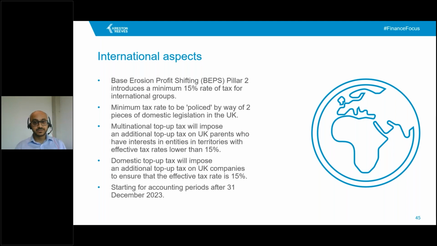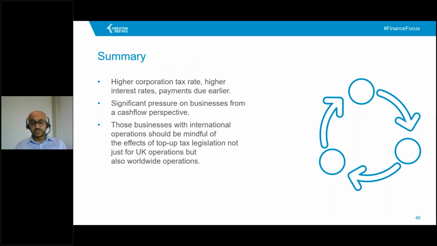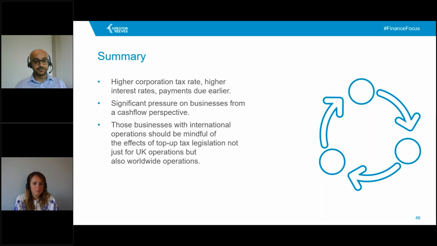So to summarize, we've effectively got the triple whammy of a higher corporation tax rate, effectively up to 26.5%, albeit it's usually 25% for most companies, payments being due earlier under the associated company rules, and late payments incurring higher rates of interest. This has a knock-on effect for businesses, putting significant pressure, not just from a cash flow perspective, but also administratively. And finally, those businesses with international operations should also be mindful of the effects of the top-up tax legislation, not just for the UK, but also worldwide, as these rules will be replicated in a number of countries.